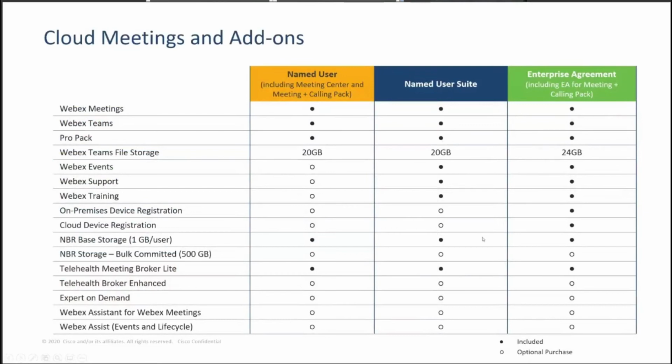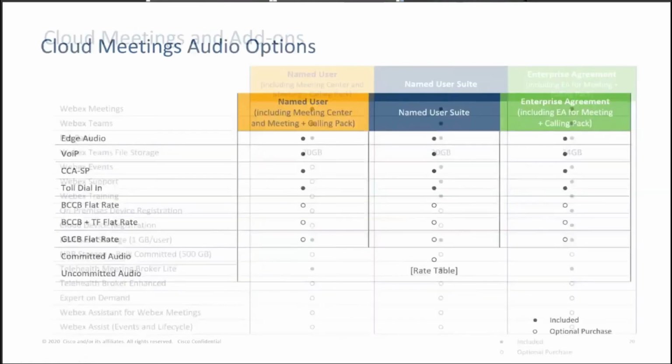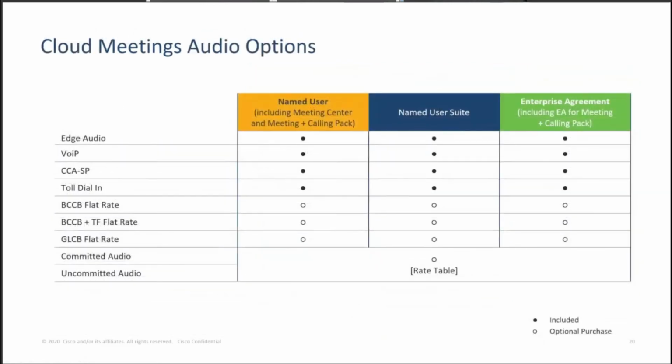This is what you get. So again, just keep in mind that your storage is pretty much the same. It goes up a little bit, but you can see that there's some additional options. Now, when we look at not just the meetings itself, but the audio around that, the audio is consistent regardless of which model that you actually go through. So everything about audio is the same on named user all the way through to the enterprise agreement.